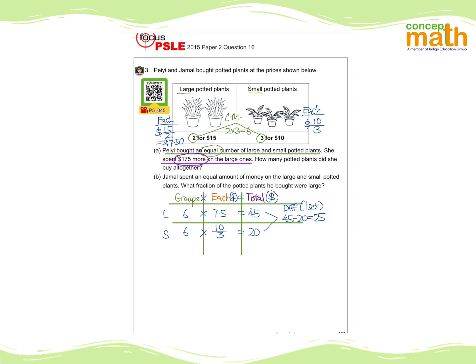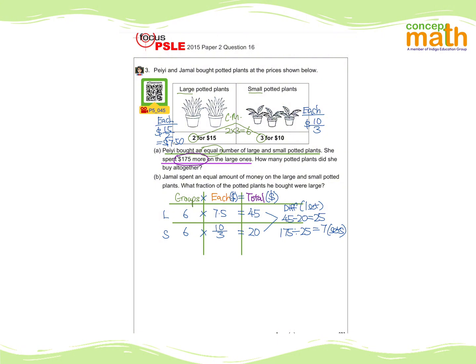All right, but we know that the total difference is $175. So as such, Pei did not just buy one set. She bought multiple sets of these 6 large and 6 small. So you can take $175 divided by the difference of one set, and then you see how many sets Pei bought. So in total, Pei actually bought a repeated 7 sets of these 6 large and 6 small potted plants.